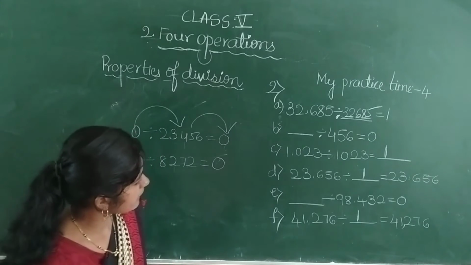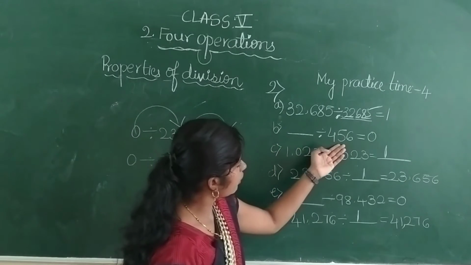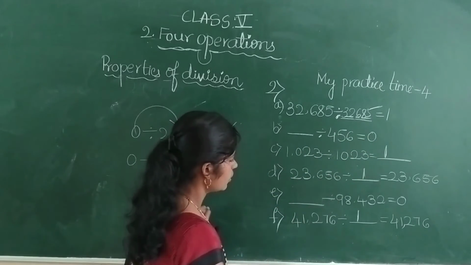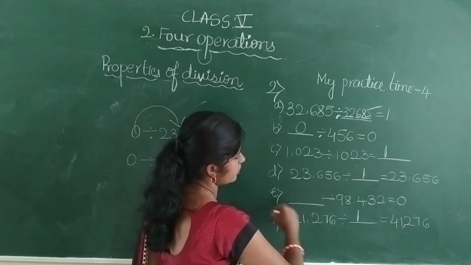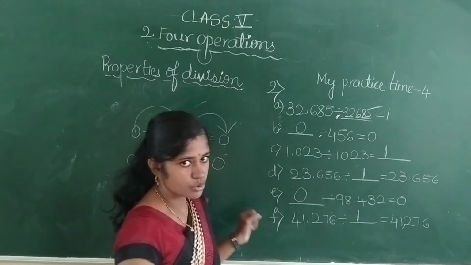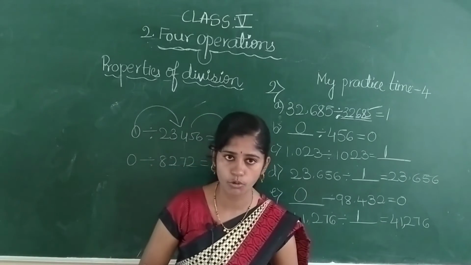So solve this example. See here, divided by, what is there here? 456 is there, and the result is 0. So what do I have to write here? 0. Here the result is 0, which means again I have to write 0 here. So these are the 3 properties.